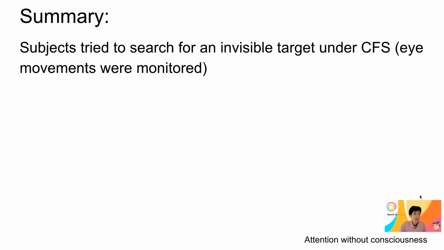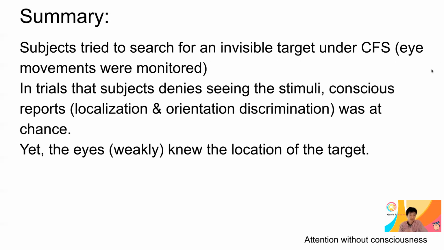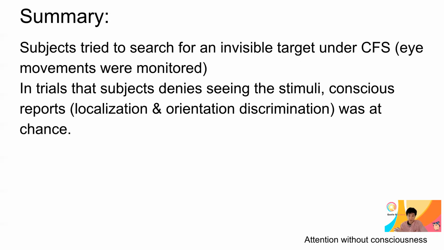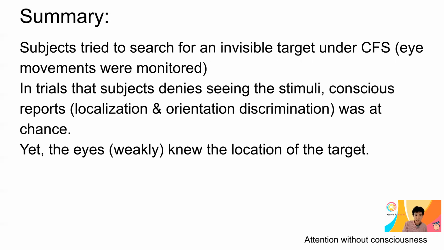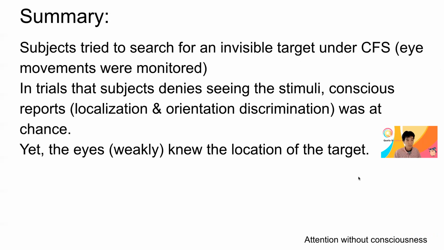So in summary, subjects tried to search for an invisible target under CFS. The important thing is that the eye movements were monitored. What they found was that in trials where subjects denied seeing the stimulus, conscious reports were still at chance, in terms of localization and orientation. But there was a residual behavior like blindsight. The eyes knew where the stimulus was, but only briefly, and with really only a 4% difference.